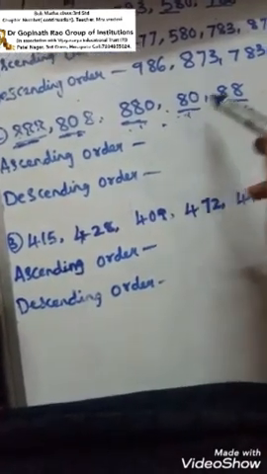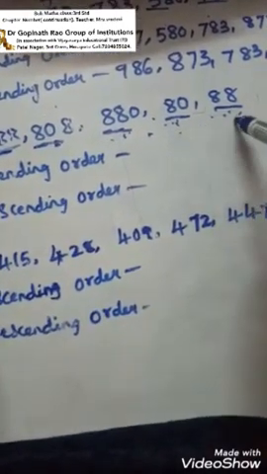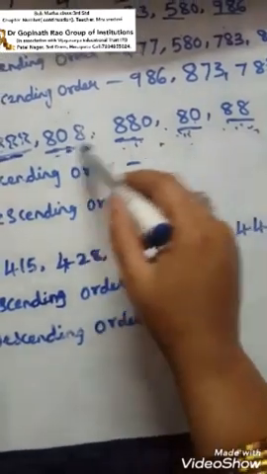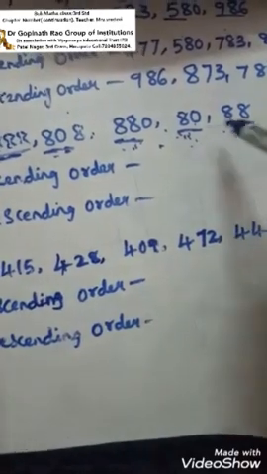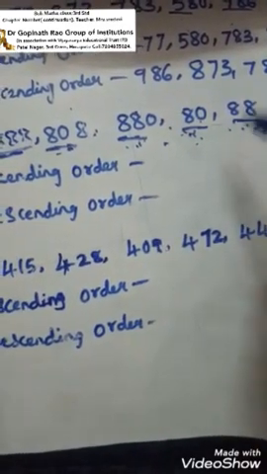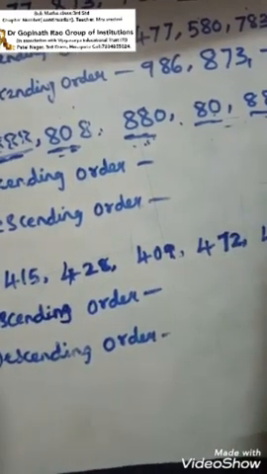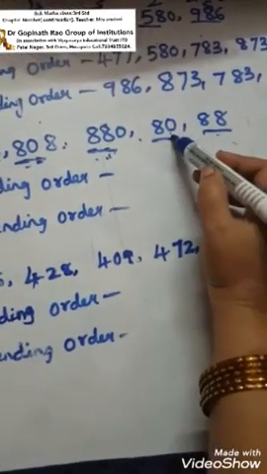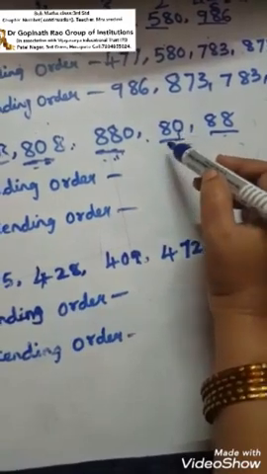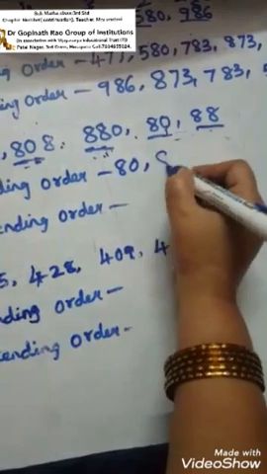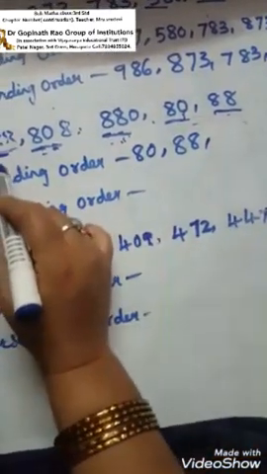So this is hundreds and this is tens. So what we have to do? First we have to take from the tens column. See, here it is 3 digits. So here is 2 digits. So first we will compare with the 2 digit numbers. So 80 it is. Here it is 88. So first smaller number is 0 in the tens place. So first we will write 80. Next 88. Now comes the 3 digit numbers.